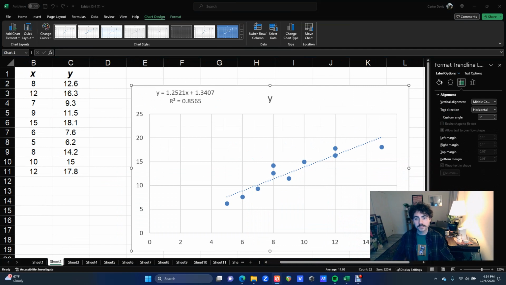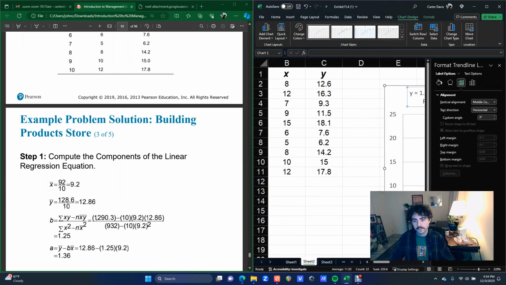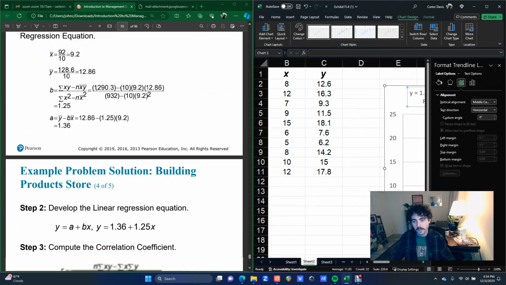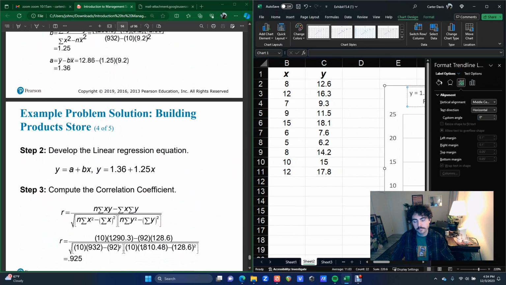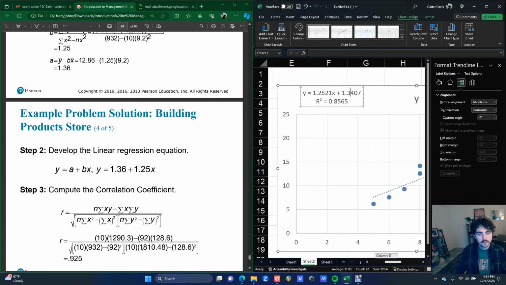So now we can see our components. Our y equals mx plus b, which they're going to call something slightly different. Let's see what they call it. They call it a plus bx. So basically bx plus a. Bx plus a in their example here is 1.25x plus 1.36, 1.25x plus 1.34.